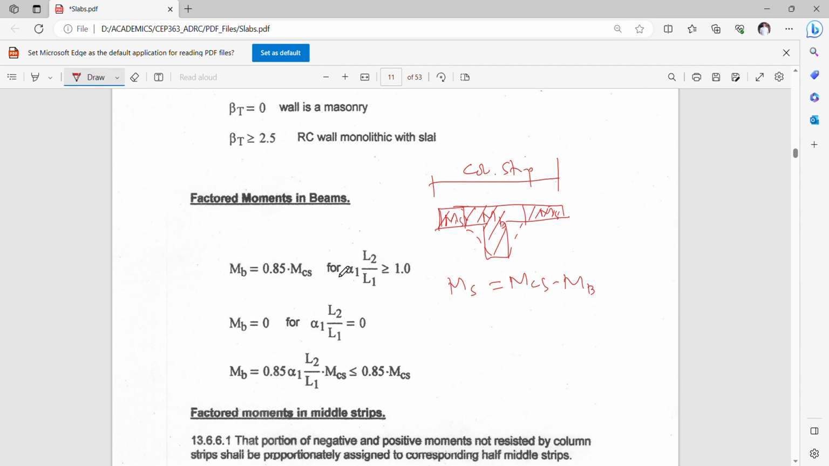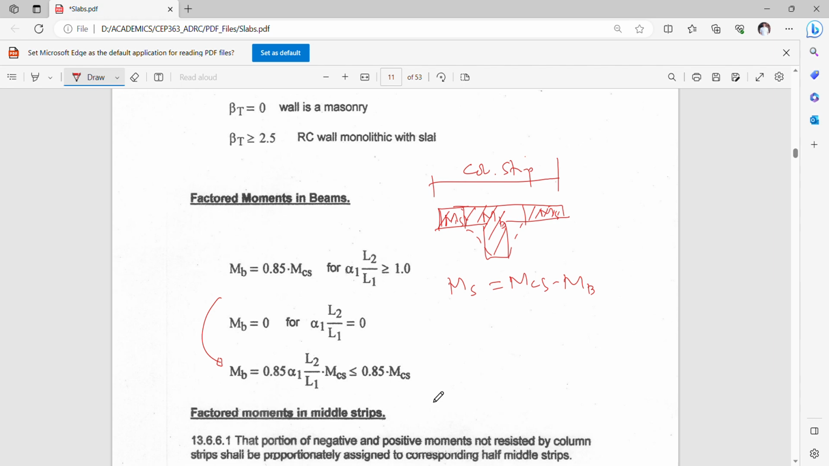85% if alpha1 L2 over L1 is greater than 1, and 0 if alpha1 L2 over L1 is 0. Or it has a ratio equal to 0.85 alpha1 L2 over L1 times MCS if it is in between these two, provided that it cannot exceed, of course, 85% of MCS.